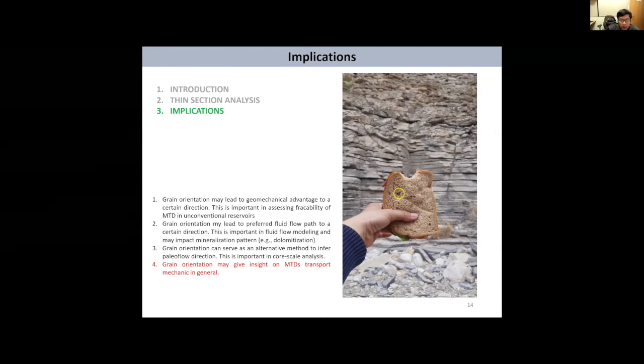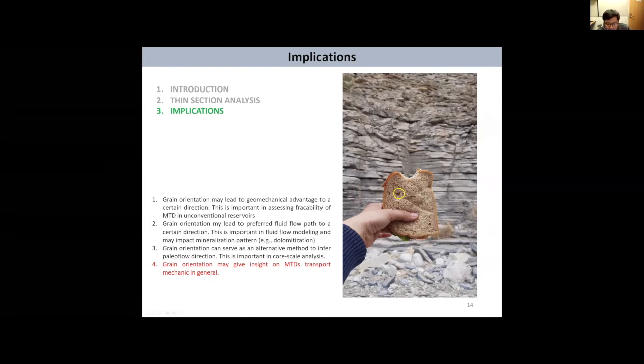This is important in core analysis, especially in cases where we cannot readily identify the attitude of the main slump folds. And the last point, grain orientation may give insight on MTD, mass transport deposits, transport mechanics in general. I mark this point red because I actually don't have enough theoretical basis to back up this claim. So the fourth point is basically based on my intuition.